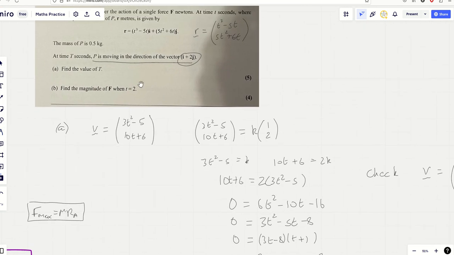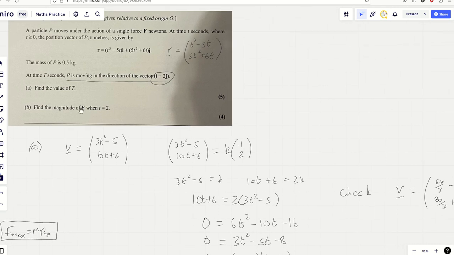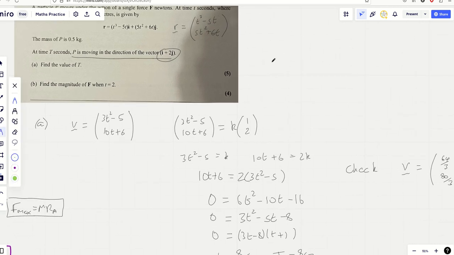Okay, find the magnitude of f when t equals 2. Well, f equals ma. And so what I'm going to do for part B is I'm going to differentiate the velocity again to find the acceleration. I'm going to get 6t and then 10. And now I want the magnitude of f when t equals 2. So I'm just going to get a equals 12, 10 there. And therefore f equals 0.5 times by 12, 10, which is of course 6, 5.